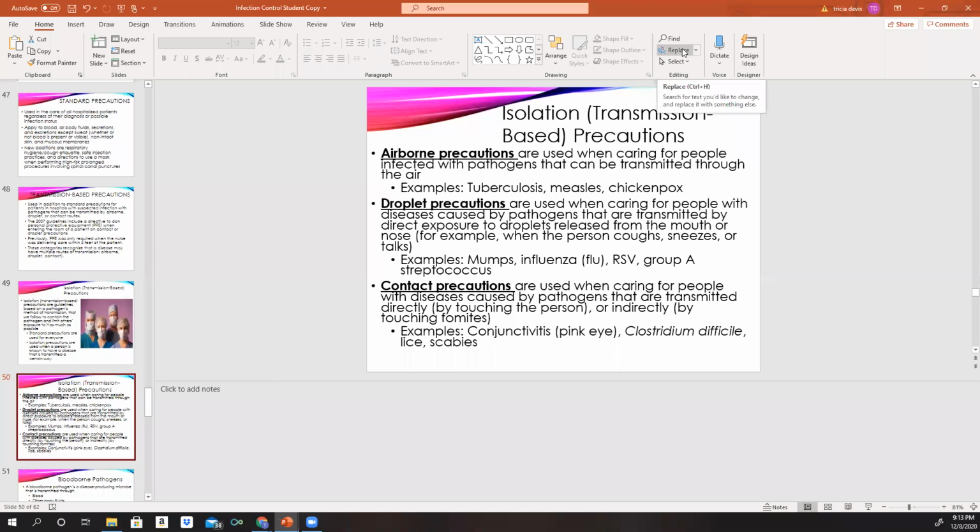Okay, then you're going to limit the movement of the patient out of the room as much as possible, only for important reasons like tests and procedures. And then you're going to avoid sharing patient equipment. So you just want to have a set of vital sign machines that just stay in that room that you use for that patient.